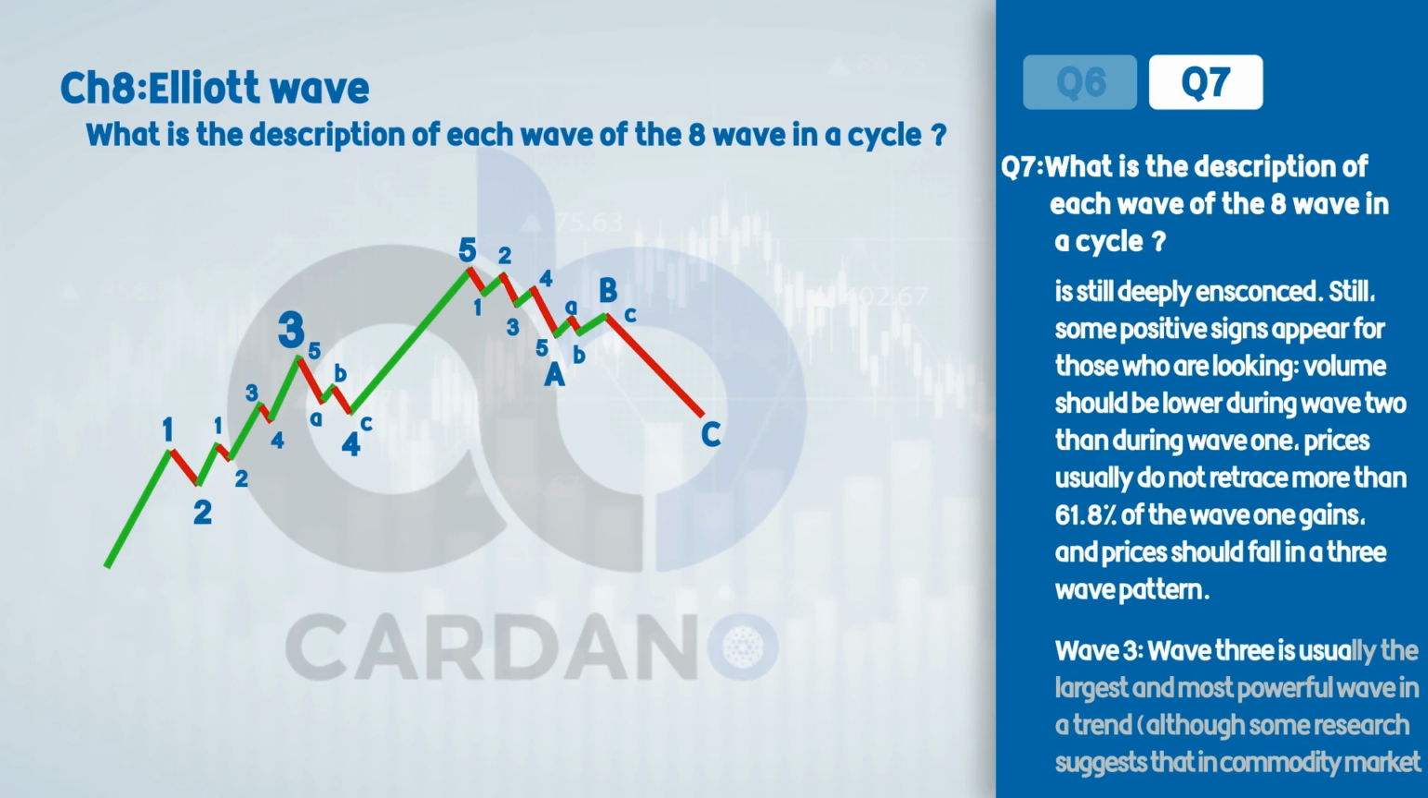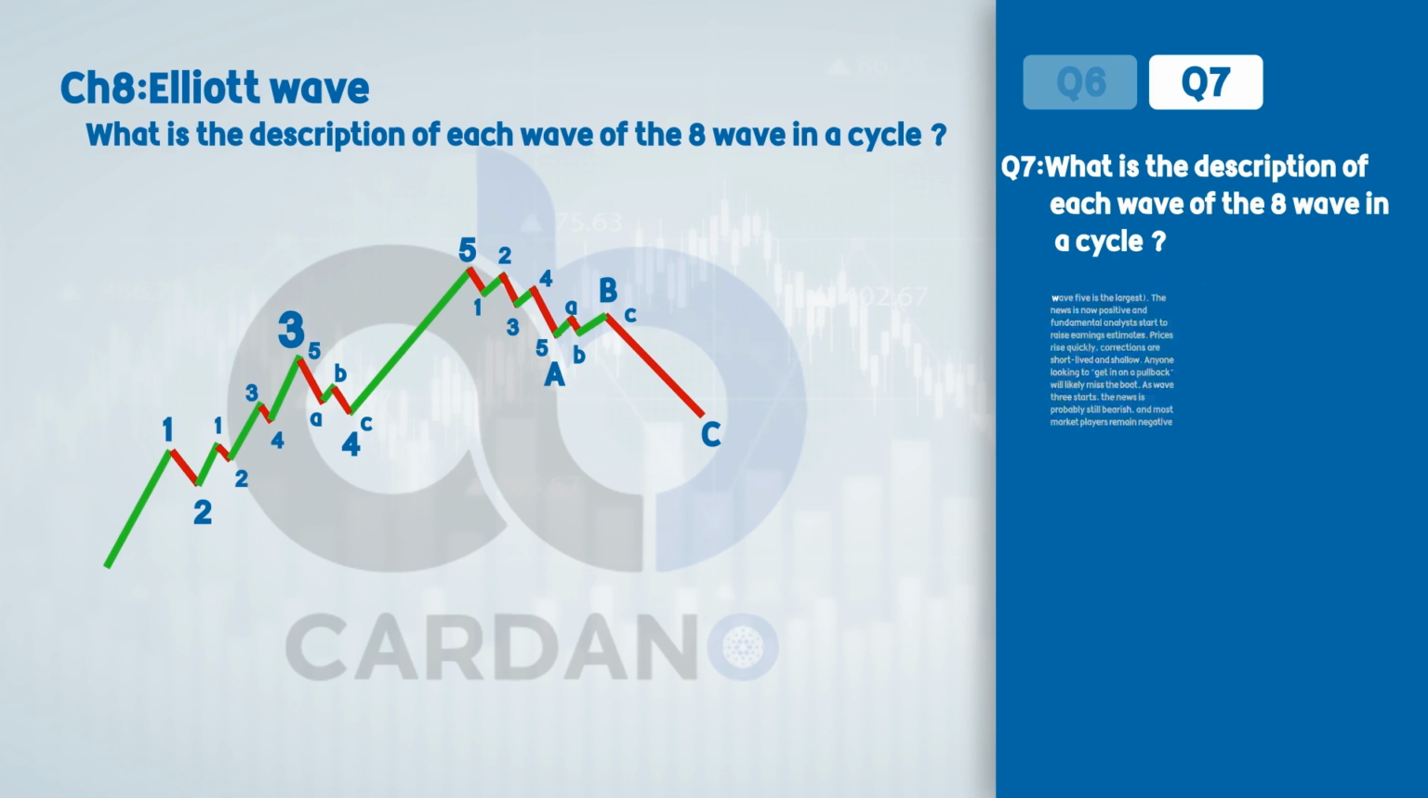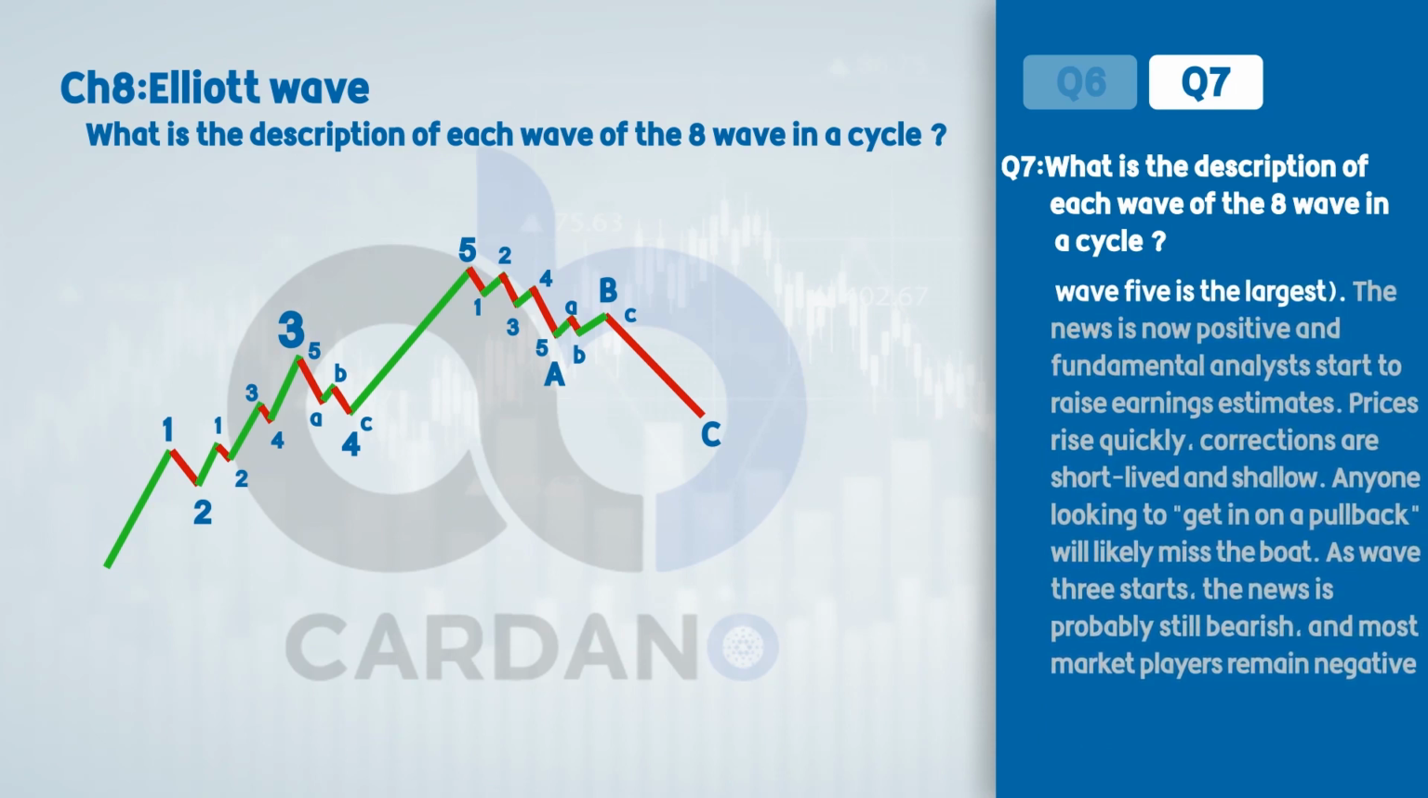Wave 3. Wave 3 is usually the largest and most powerful wave in a trend, although some research suggests that in commodity markets, Wave 5 is the largest. The news is now positive, and fundamental analysts start to raise earnings estimates. Prices rise quickly. Corrections are short-lived and shallow. Anyone looking to get in on a pullback will likely miss the boat.